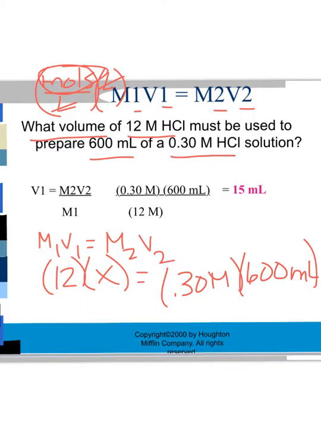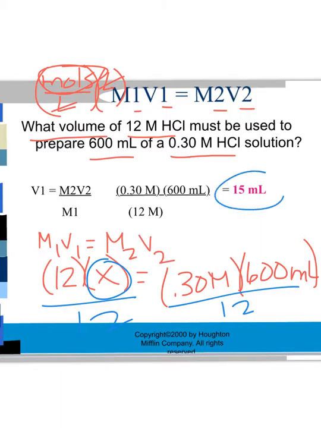All right, so then you just rearrange the equation. You're going to solve for x. Okay, so you're going to divide by 12 on both sides. All right, and then you should end up with the answer that's there, 15 mils.